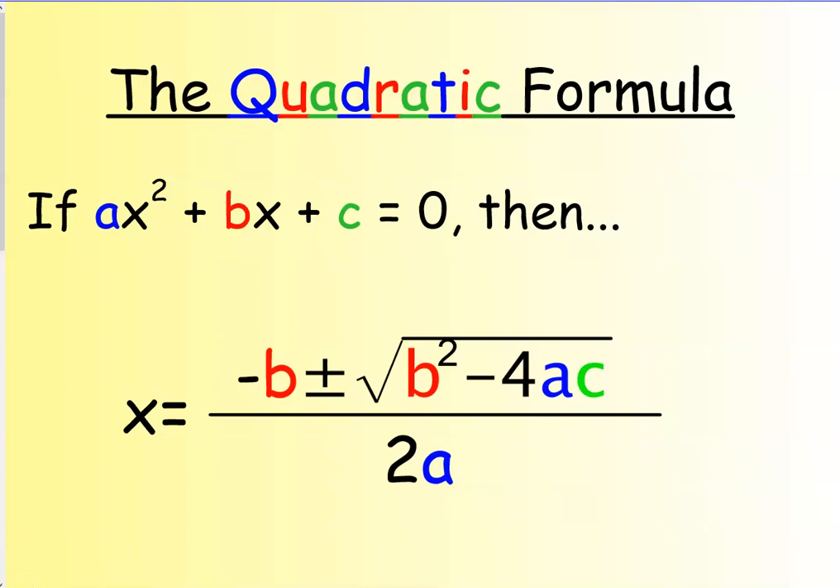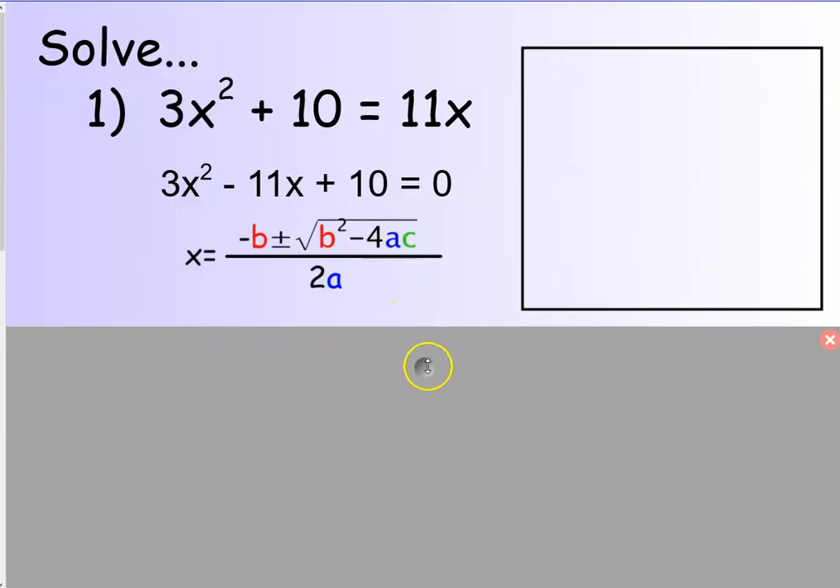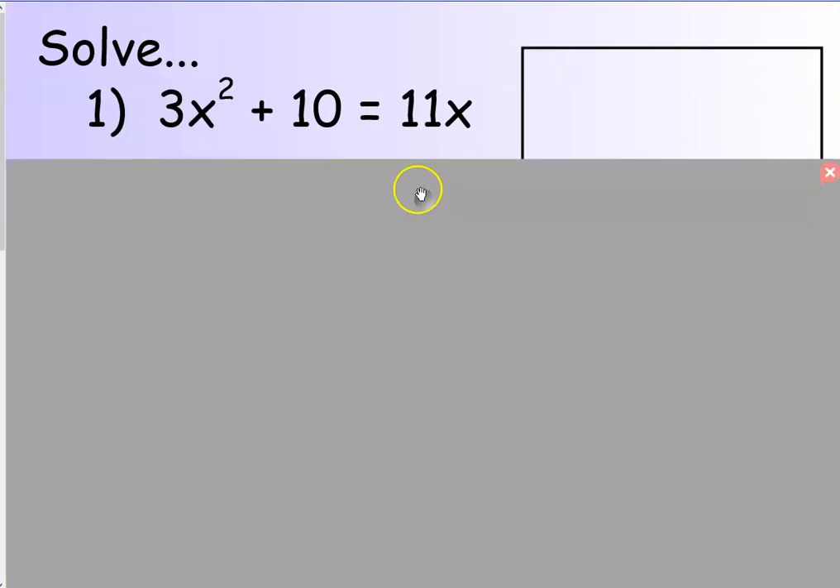Let's say that we have, let's go ahead and do this one. Let's say we have this problem here that we're trying to solve. 3x squared plus 10 equals 11x. So it is a quadratic, and we can just jump right in and use this formula.